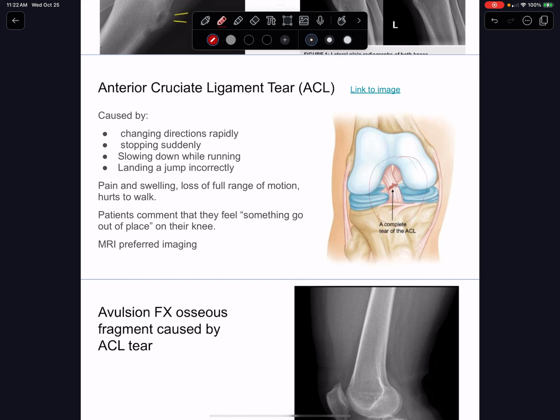This is the ACL. So the anterior cruciate ligament is the one that's anterior, okay? So I'll get that. This is your anterior cruciate ligament, and then what crosses behind it on the posterior side is the posterior cruciate ligament. So that's the PCL. So we have ACL and PCL, okay?